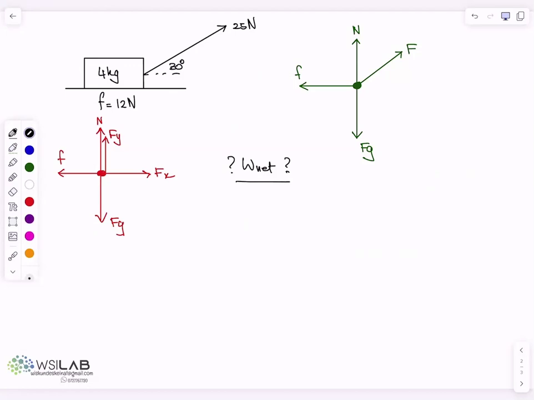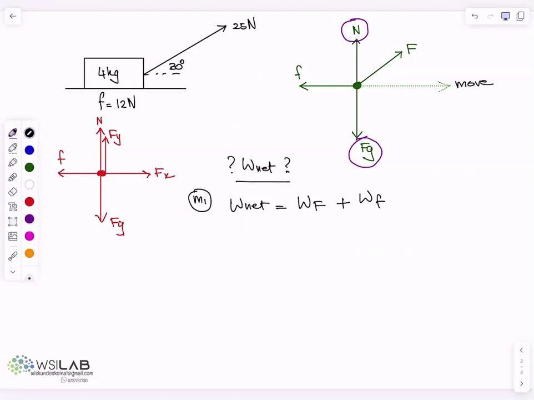Okay, good. There's a couple of ways to do it. I'm going to show you method one. Method one is just say the net work is the work done by the applied force plus the work done by friction. I have now not included the normal and FG. Why? Simply because they are at 90 degrees with the direction of movement. Are you happy with that?